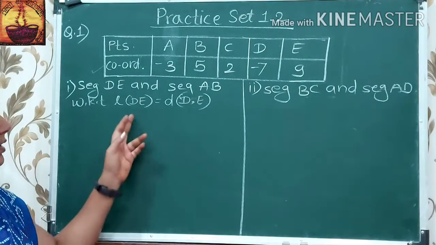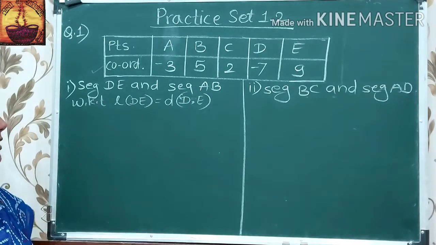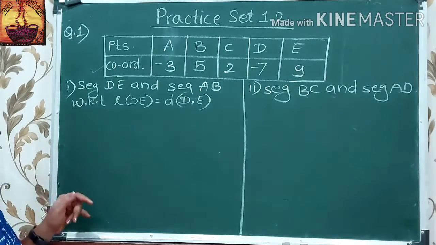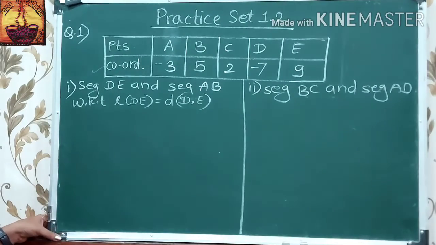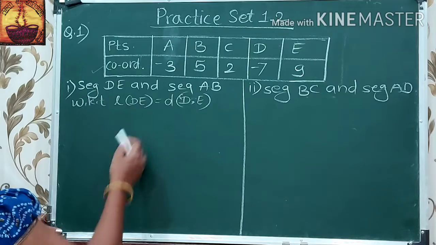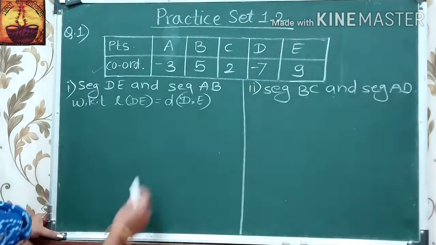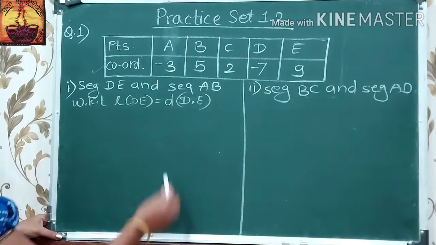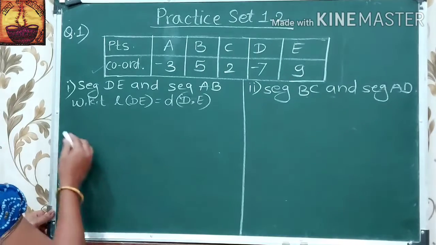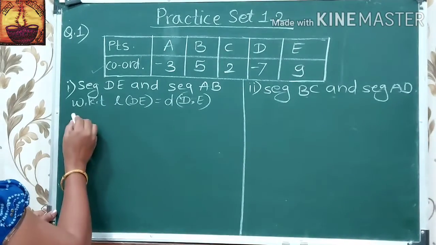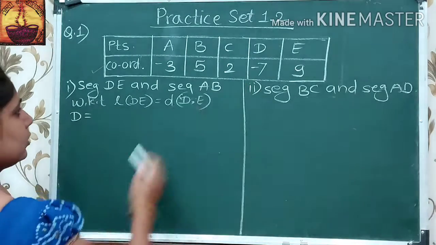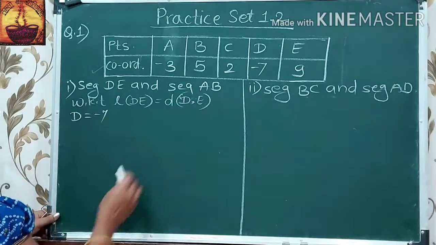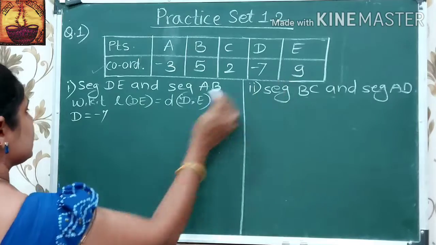If the distance of these segments are different, then we cannot say these segments are congruent segments. Let us calculate the length of DE or distance DE. For calculating the distance DE, we have coordinate of D. Coordinate of D is -7 and coordinate of E is 9.